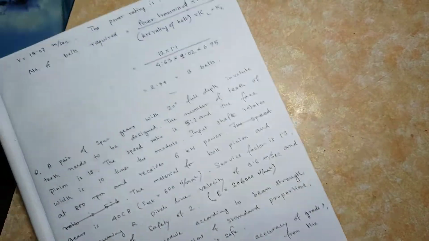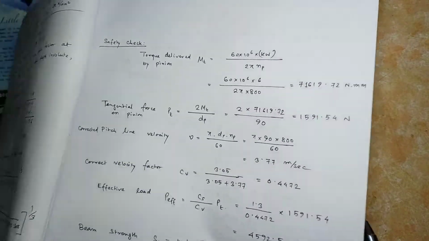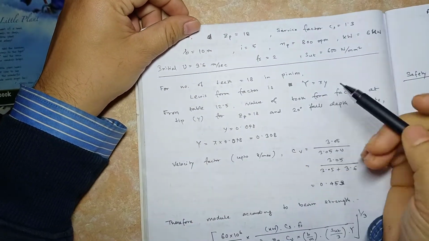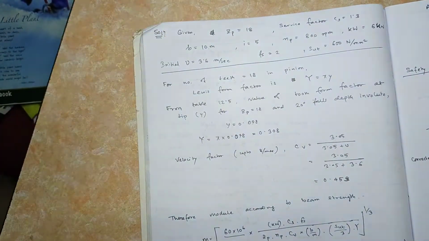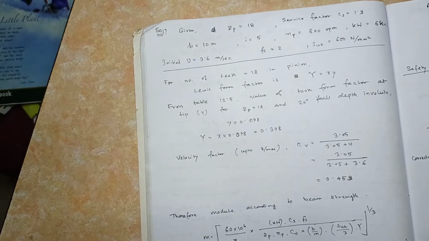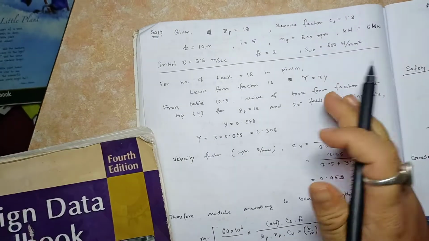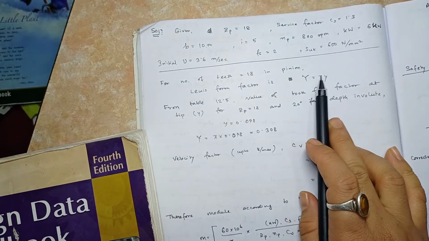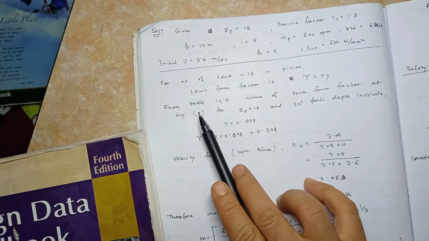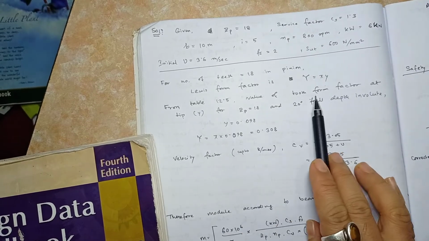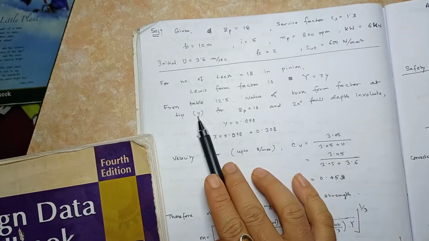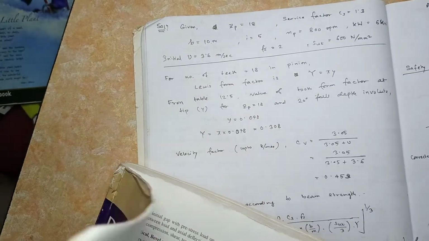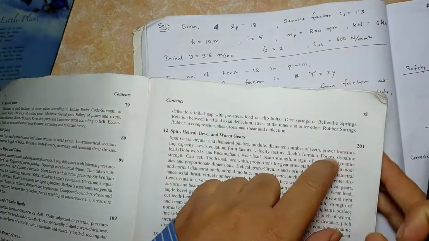So let me start explaining this numerical here. See, these are the given things. Now we have to use this relation. Lewis form factor can be calculated using this relation: capital Y is equal to pi into small y. So from table 12.5, the value of tooth form factor at tip. Now see, table 12.5 here.